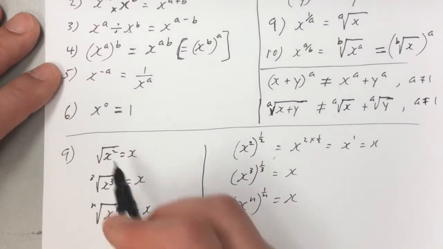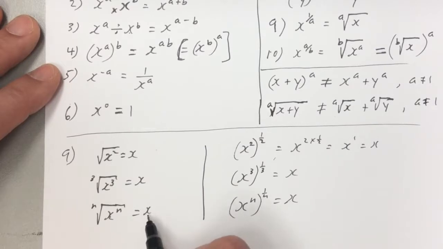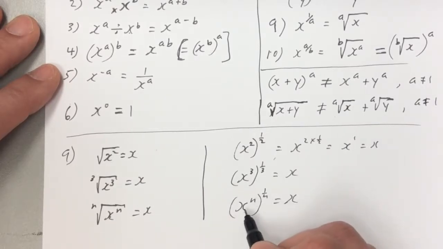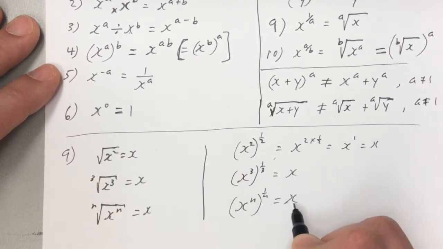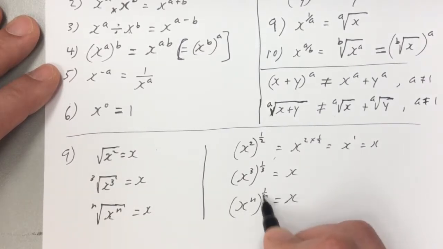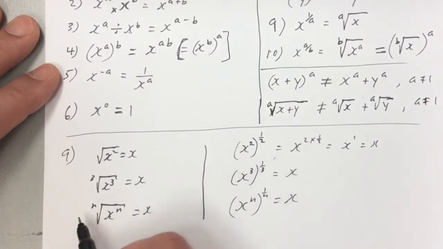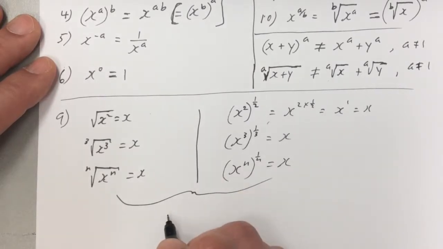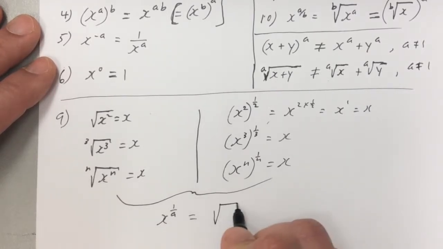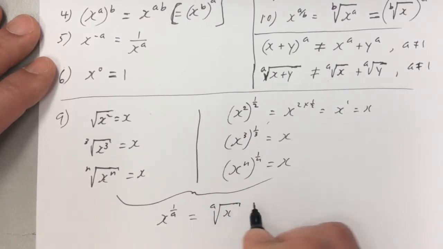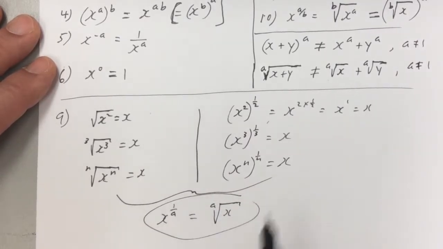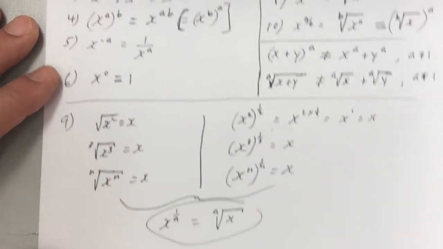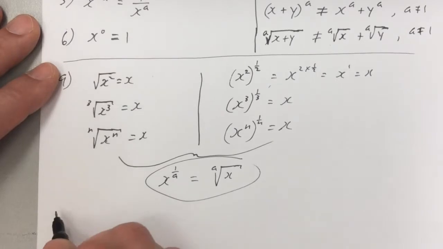So by doing the nth root of x to the n, you get x, or by putting x to the n to the exponent 1 over n, you get x. So it has the same effect, this 1 over n exponent or nth root. So from this, we can conclude that x to the 1 over a equals the eighth root of x. Okay, so those are the same, and that's exponent law 9. Okay, so this one here. Now we're going to look at 10.